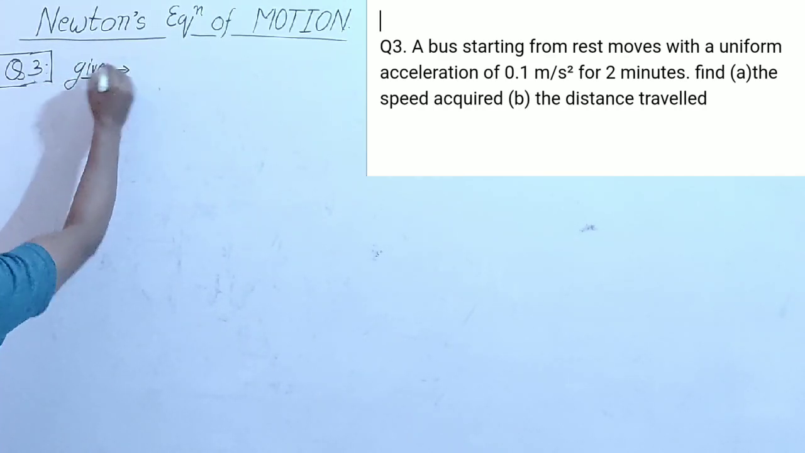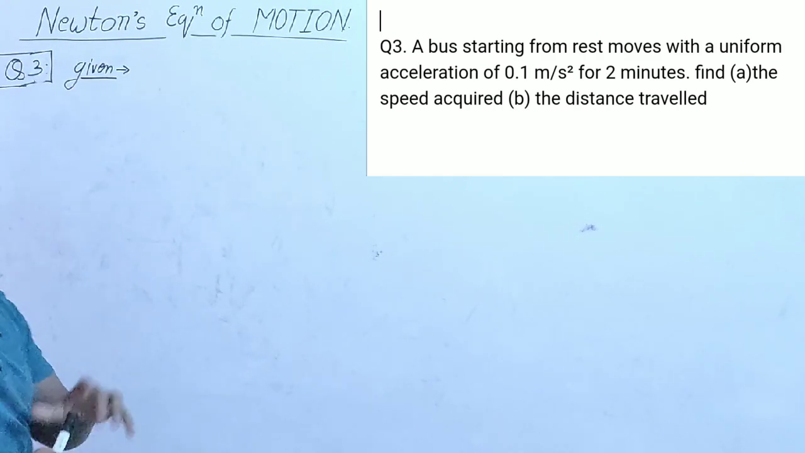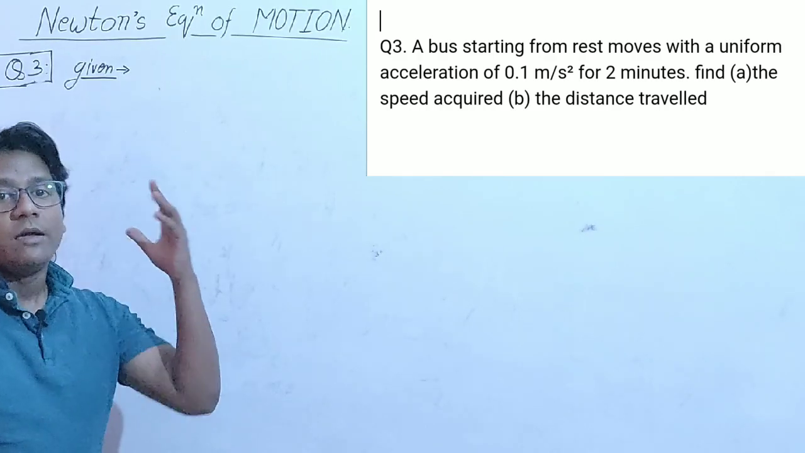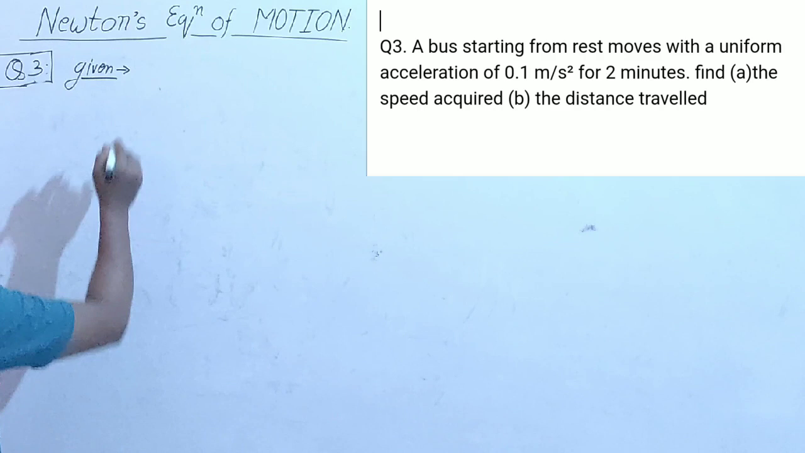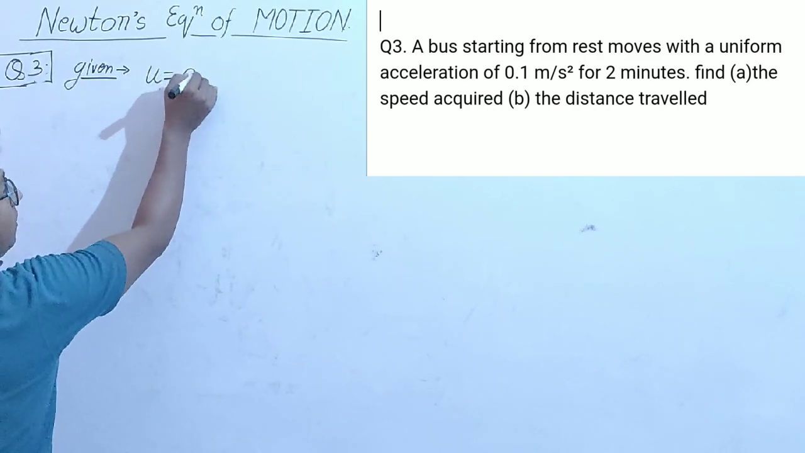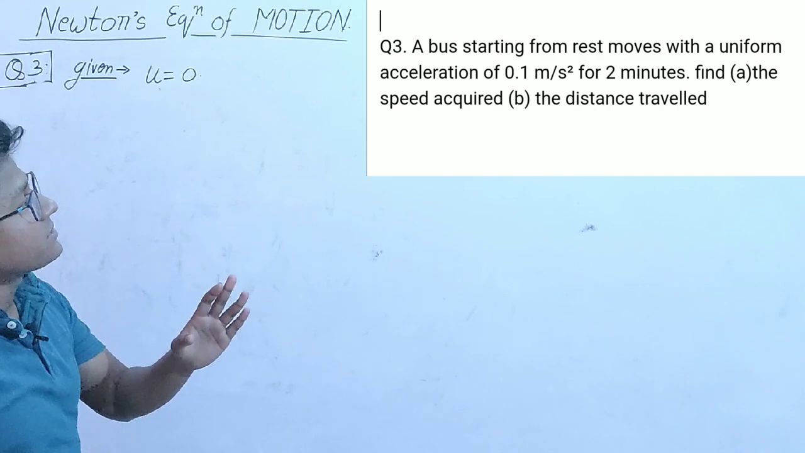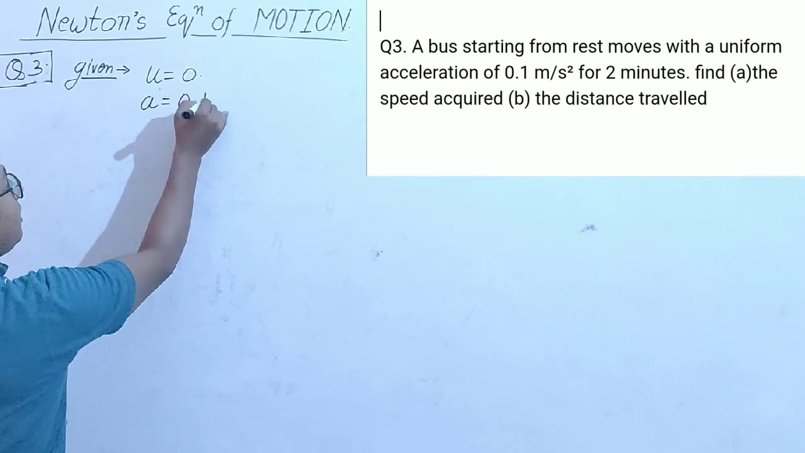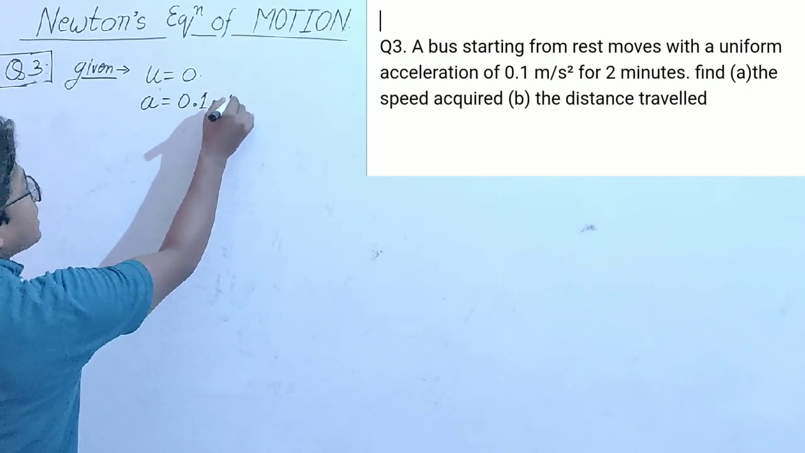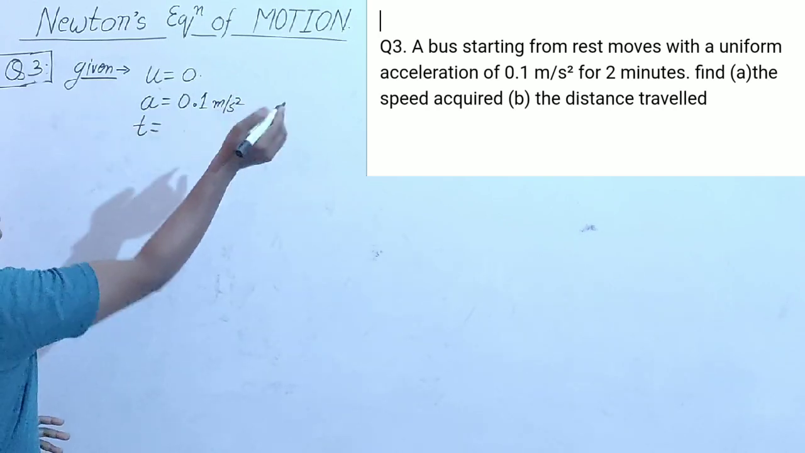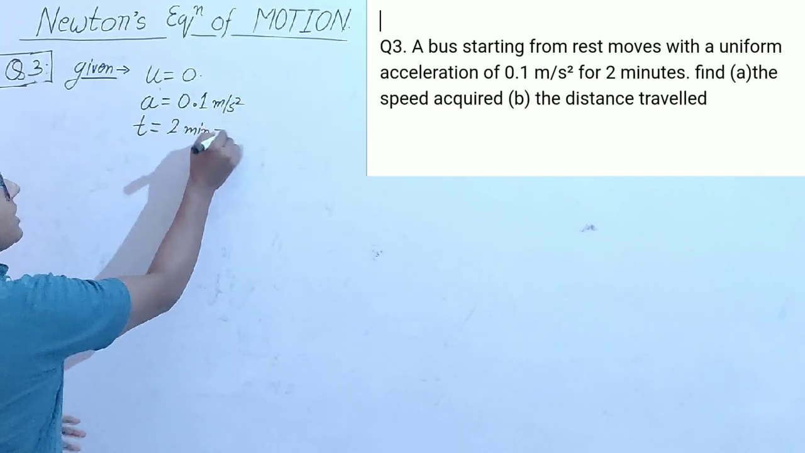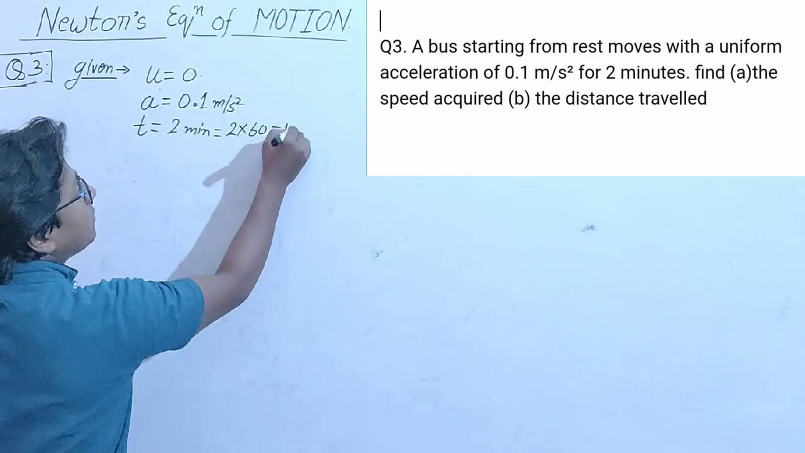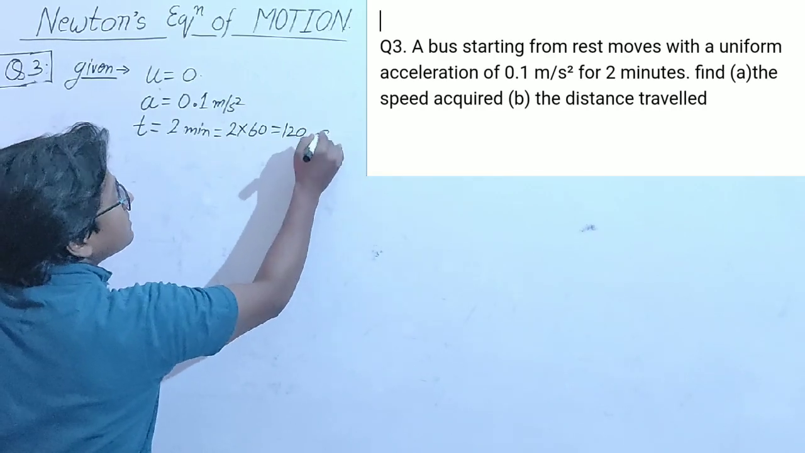We have to write over here that a bus is starting from rest means a bus's initial velocity is 0. So initial velocity u will be 0. Okay, moves with a uniform acceleration of 0.1 meter per second. So acceleration will be 0.1 meter per second square. Time is for 2 minutes. You can change it by multiplying 60 seconds to the 2 minutes. So 2 into 60, that is 120 seconds.